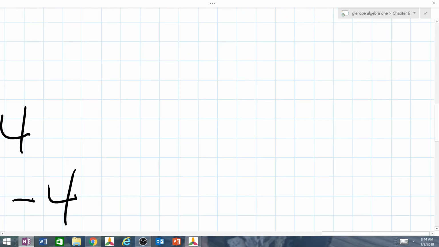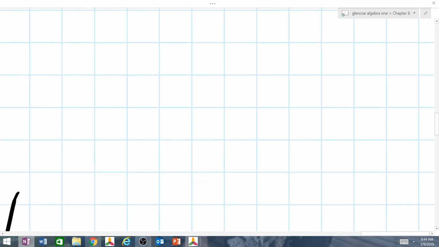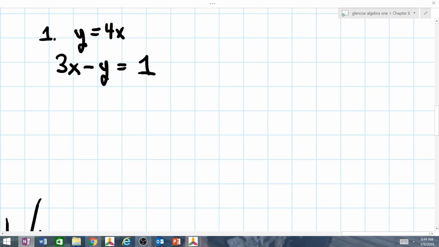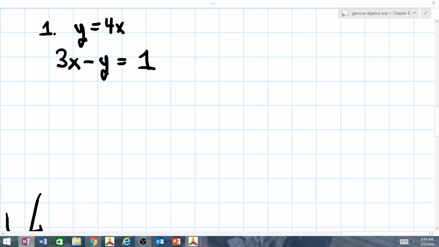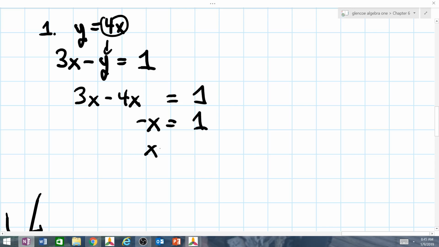Here we go. Number 1. We'll give it to Matt since he's awake. y equals 4x. 3x minus y equals 1. So what's the first step? Who's coming out of the game, Matt? y again. Good. And who's going in? 4x. Okay. So 3x minus 4x equals 1. Negative x equals 1. So what does x equal? x equals -1.